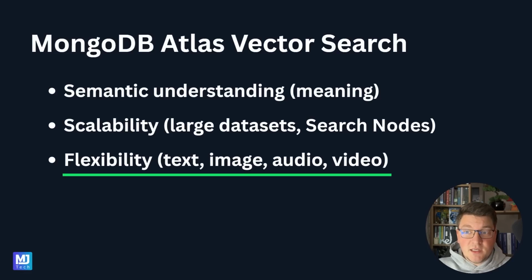Another benefit that we get is flexibility. We can use any type of content to perform vector search so long as we can convert it into a vector embedding, and this can be text, image, audio, or video content.